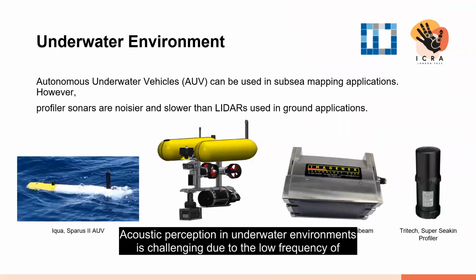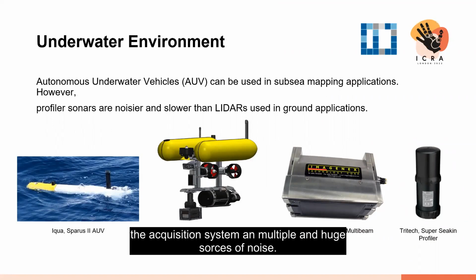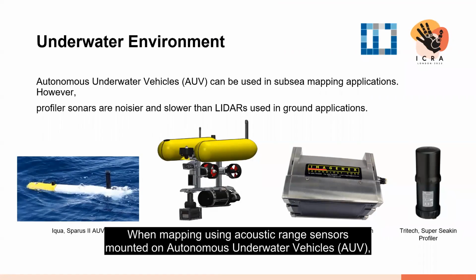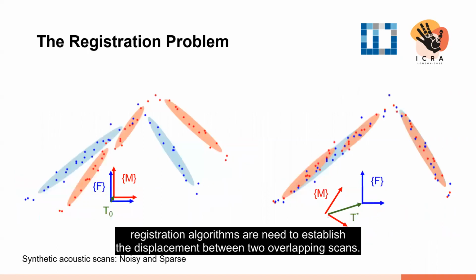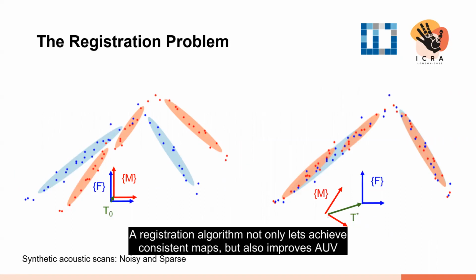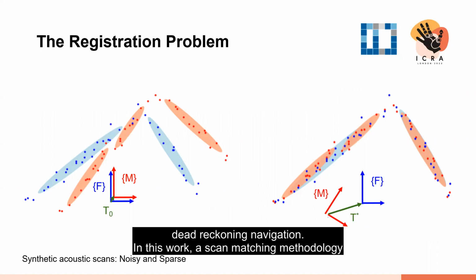Acoustic perception in underwater environments is challenging due to the low frequency of the acquisition system and multiple and huge sources of noise. When mapping using acoustic range sensors mounted on autonomous underwater vehicles, registration algorithms are needed to establish the displacement between two overlapping scans. A registration algorithm not only lets us achieve consistent maps, but also improves AUV dead reckoning navigation.